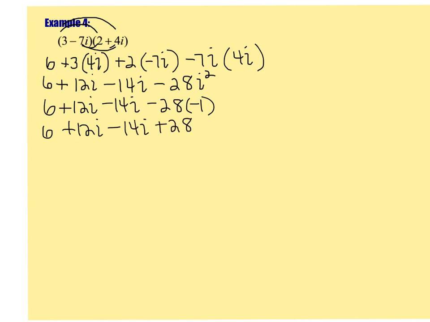Now we just go ahead and add here, so real number with my real number, and then imaginary number with my imaginary number. So real with real, we'll have 28 and 6, so 34. And then 12i and negative 14i for minus 2i. And that's in standard form, so we're good to go.